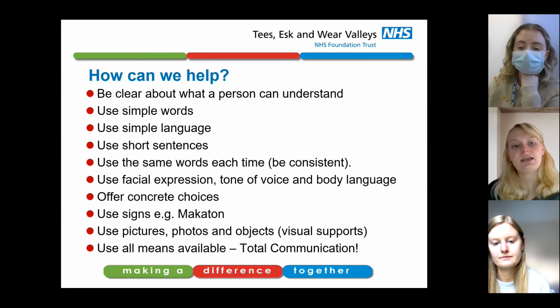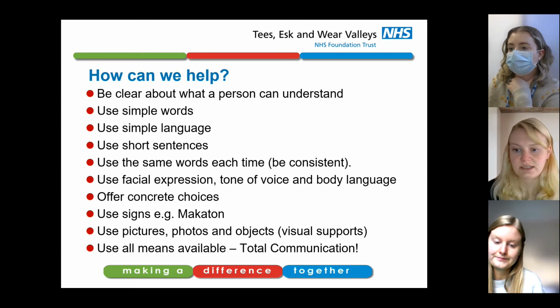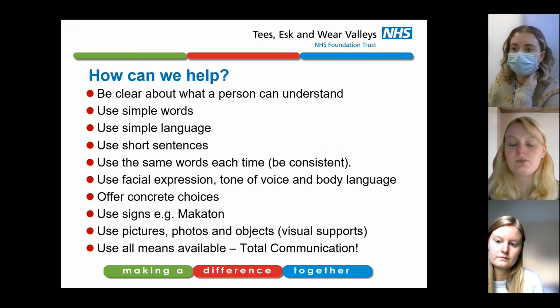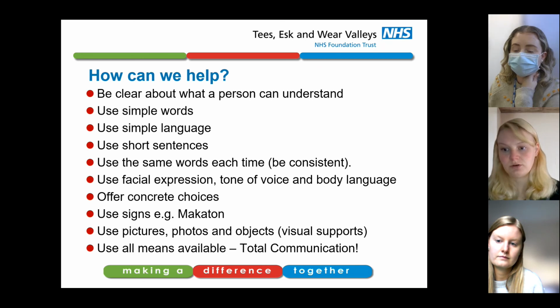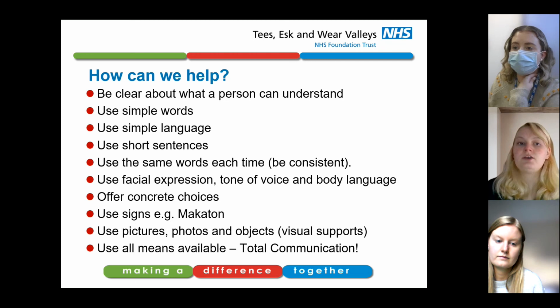Okay, so again, just some general strategies that you might do already, and that's brilliant. General strategies that anybody can do. So be clear about what that person can understand. Have they been seen by us before? Dig that report out and see what keyword level they're up to. If they're up to 3 keyword level, make sure your sentences are quite short and they only have 3 keywords in. Use simple words. So don't use all the fancy words.